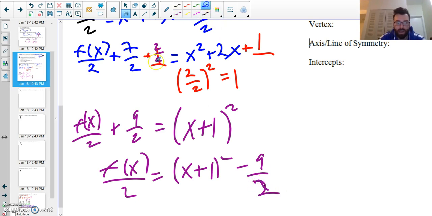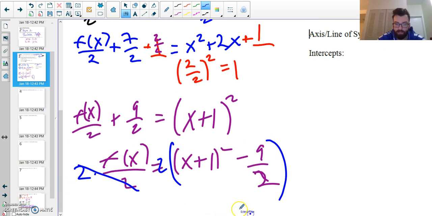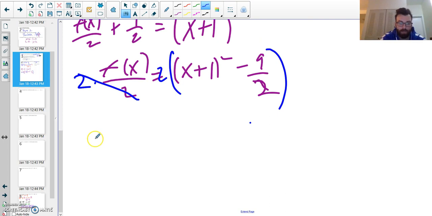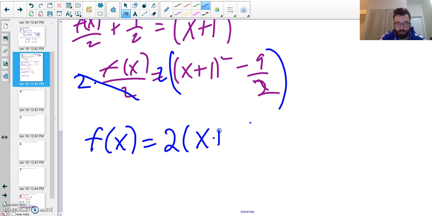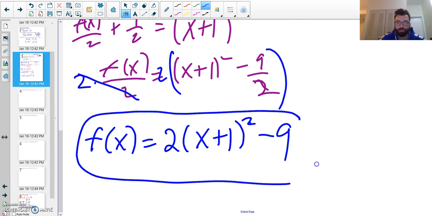So now my f of x has this 2 on the bottom, so I'm going to multiply both sides by 2 and multiply everything over here by 2. Because I just want f of x, not f of x over 2. So this becomes f of x equals, if I multiply here, I'm just going to leave it on the outside, 2 times x plus 1 squared, and then 9 over 2 times 2 minus 9. Okay, so this would be our quadratic form, also known as vertex form.